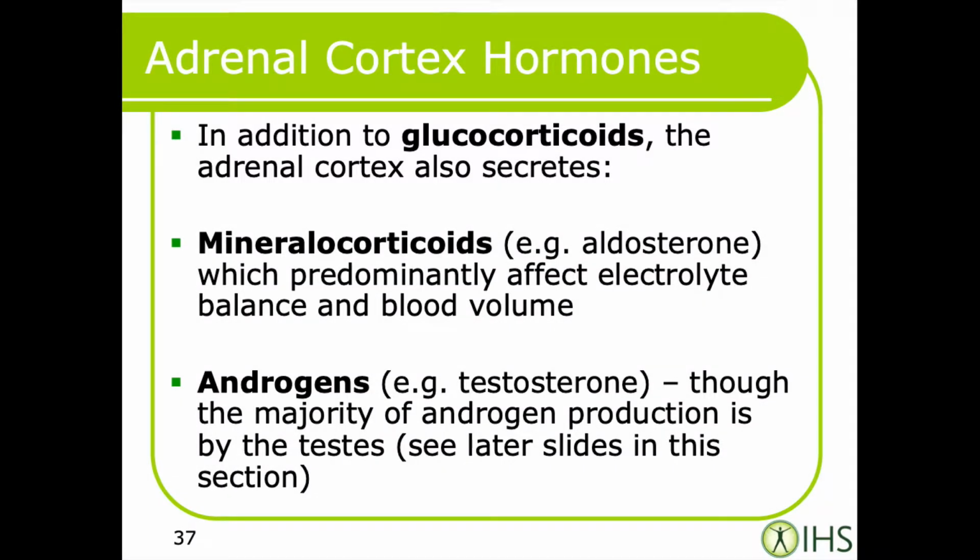In addition to the glucocorticoids, the adrenal cortex also secretes mineralocorticoids. These are hormones that affect electrolyte balance and blood volume, and one of the main ones is aldosterone. They also secrete androgens, which include testosterone. The majority of androgen production is by the testes, but a little bit is produced by the adrenal cortex as well.